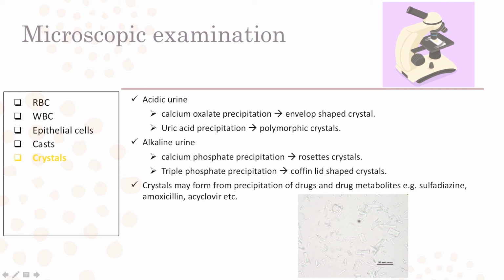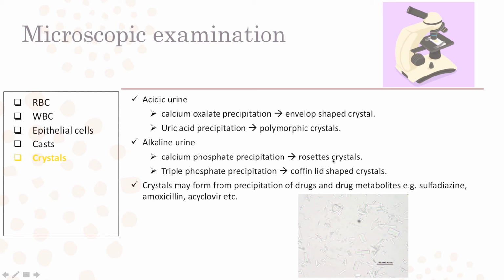Then crystals. You can see here lots of crystals. Acidic urine contains crystals of calcium oxalate. Calcium oxalate precipitates, joins together and forms envelope shaped crystals. Uric acid precipitation leads to polymorphic crystals with various shapes.